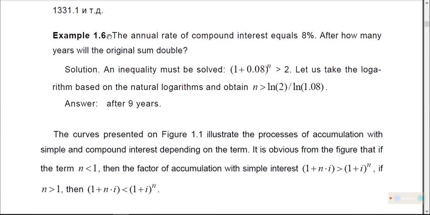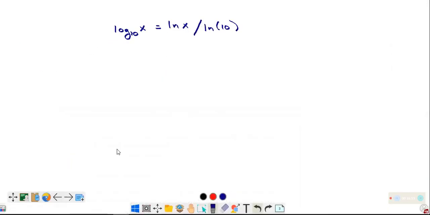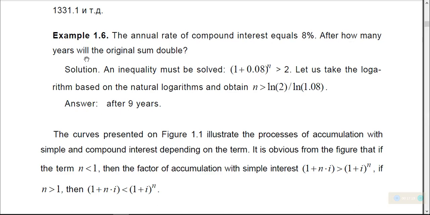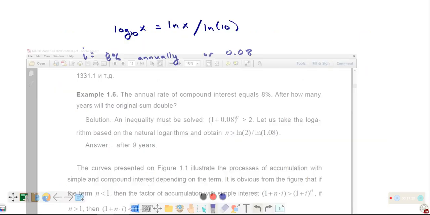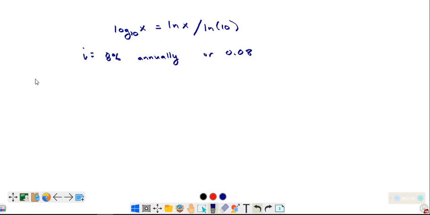Ayan. So, for example, 1.6, the annual rate of compound interest equals 8%. So, we have here I is equal to 8% annually or 0.08. Ang condition natin, after how many years will the original sum double? So, meron tayong given na principal P. Ito yung total value natin on the first term.